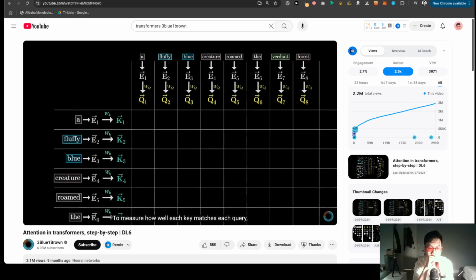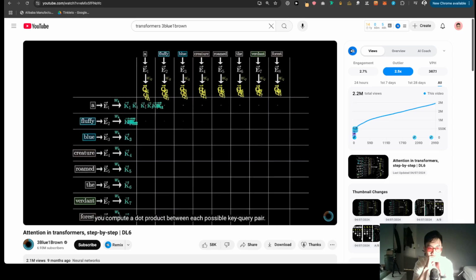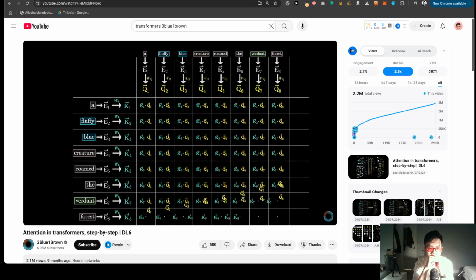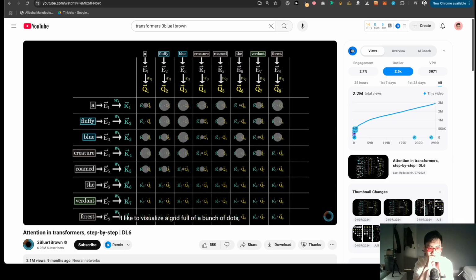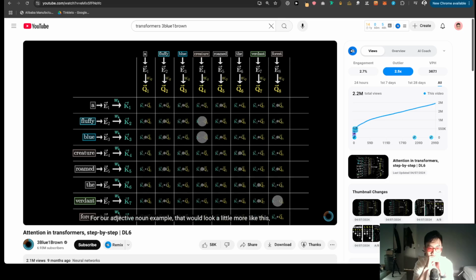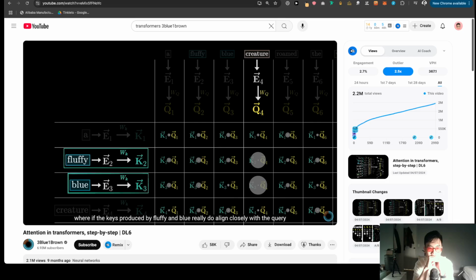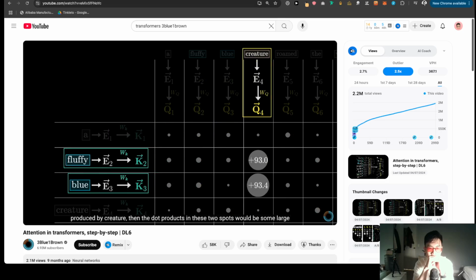To measure how well each key matches each query, you compute a dot product between each possible key-query pair. I like to visualize a grid full of a bunch of dots, where the bigger dots correspond to the larger dot products, the places where the keys and queries align. For our adjective-noun example, that would look a little more like this, where if the keys produced by fluffy and blue really do align closely with the query produced by creature, then the dot products in these two spots would be some large positive numbers.